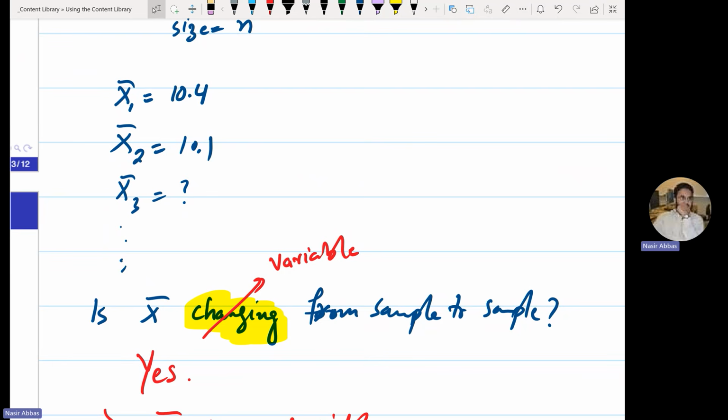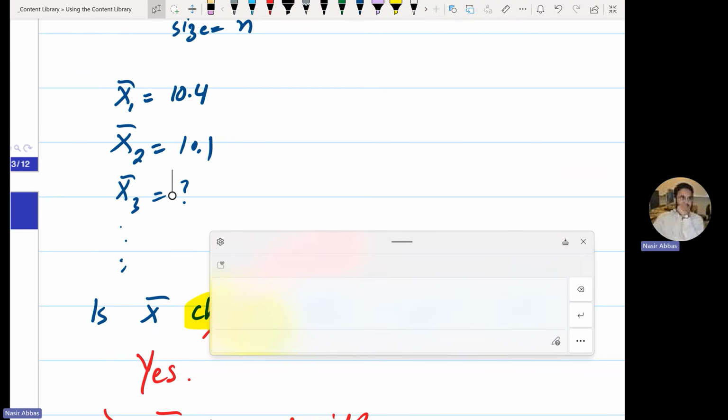It's a variable. Now, my next question, if I tell you that my first sample gave me a mean of 10.4, and I'm planning to select another sample, can you tell me what will be the next value of X bar before even picking the sample? I told you the first sample gave me 10.4. Can you exactly tell me what will be the second X bar? No. If I tell you the first one was 10.4, the second one was 10.1, can you tell me the third one? Close to, but can you exactly tell me?